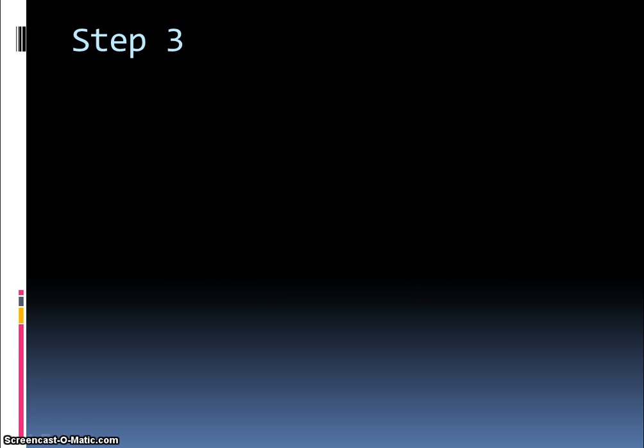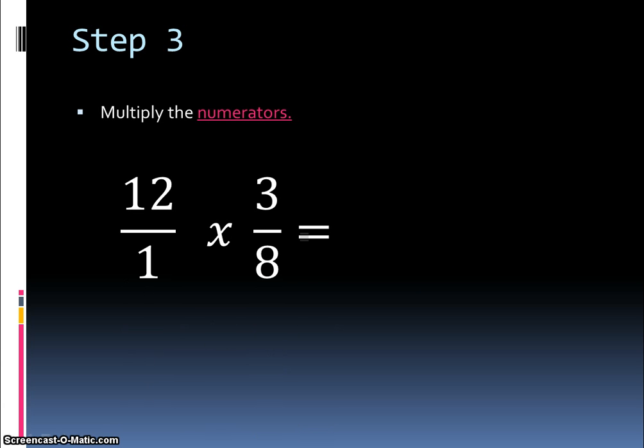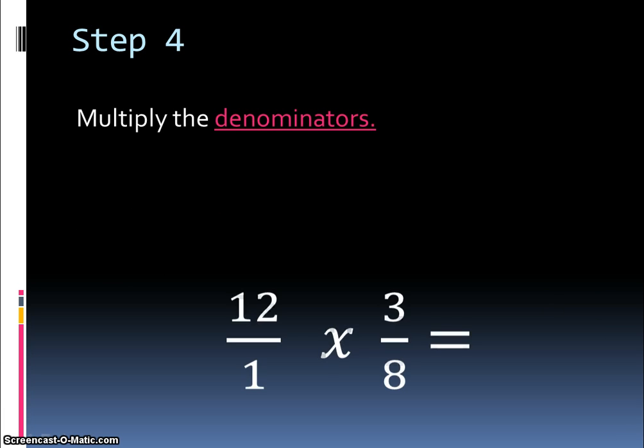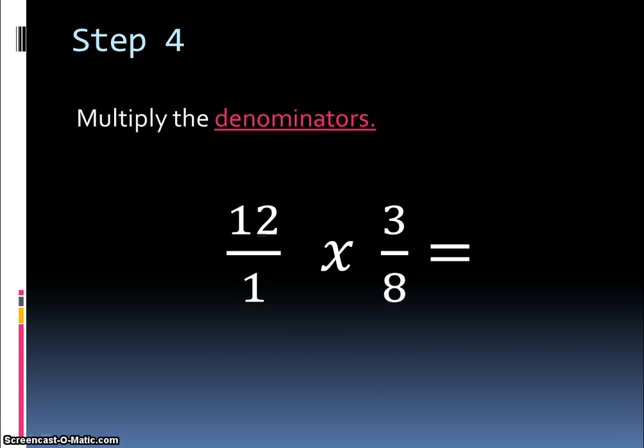Next, we must multiply our numerators. This is where it gets really easy. With our example, we must multiply 12 times 3, which gives us a numerator of 36. After we multiply the numerators, we have to multiply the denominators. With our example, we multiply 1 times 8, which gives us a denominator of 8 and a product of 36/8.